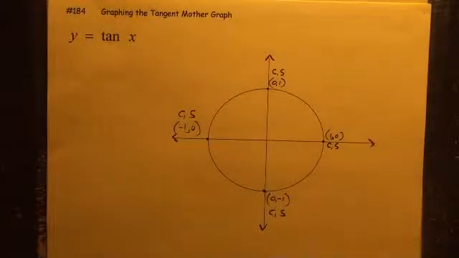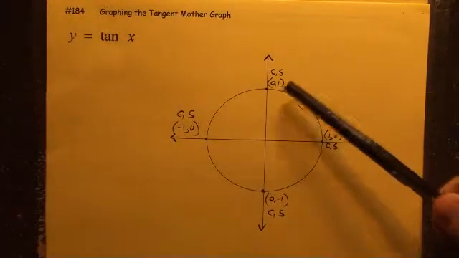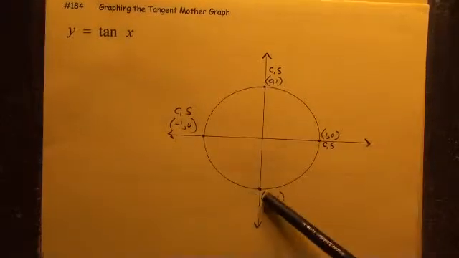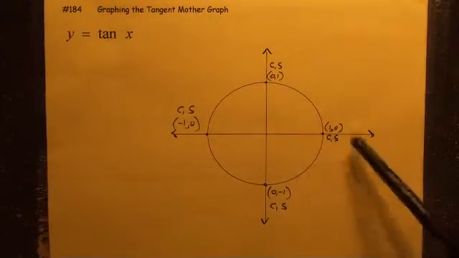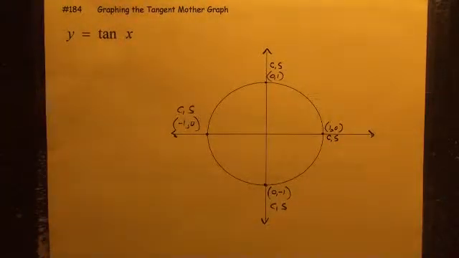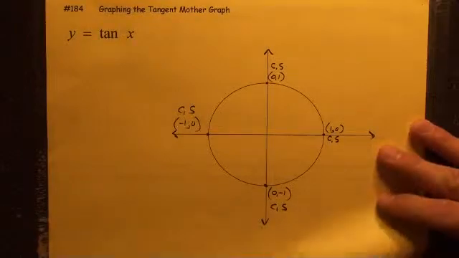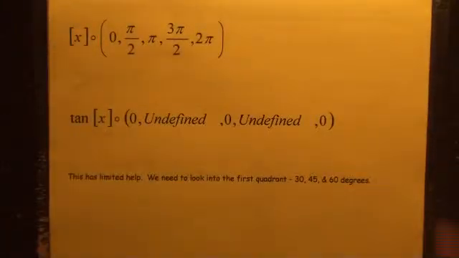Number 184, graphing the tangent mother graph, y equals tan x. What might sound like a good strategy, which is what we've done with sine and cosine, is to graph 0, pi over 2, pi, and 3 pi over 2, and then of course 2 pi again. For sine and cosine, it works out pretty nice. However, with tangent, here's the problem.